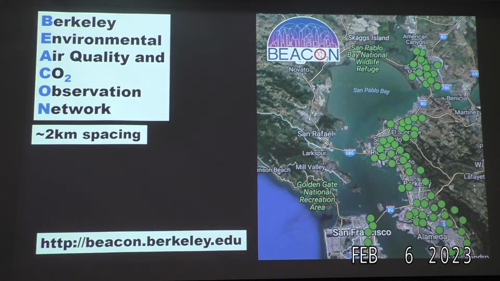If you're bored and you have your laptop out, you can go to our website and play with the observations. They're posted in near real time. You can look at the map. You can see what's happening right now. Beacon.berkeley.edu, beacon without the 2 and the CO2.